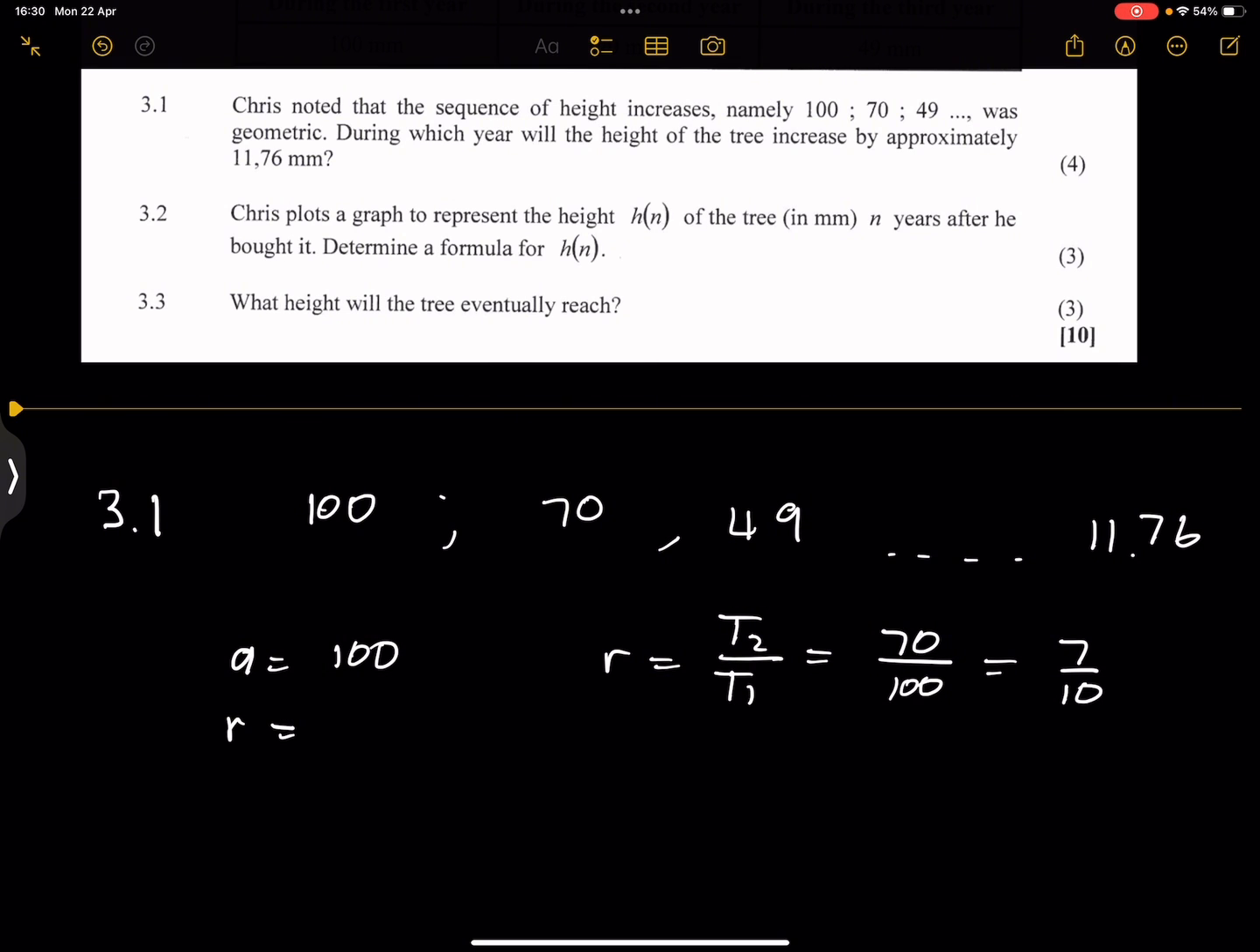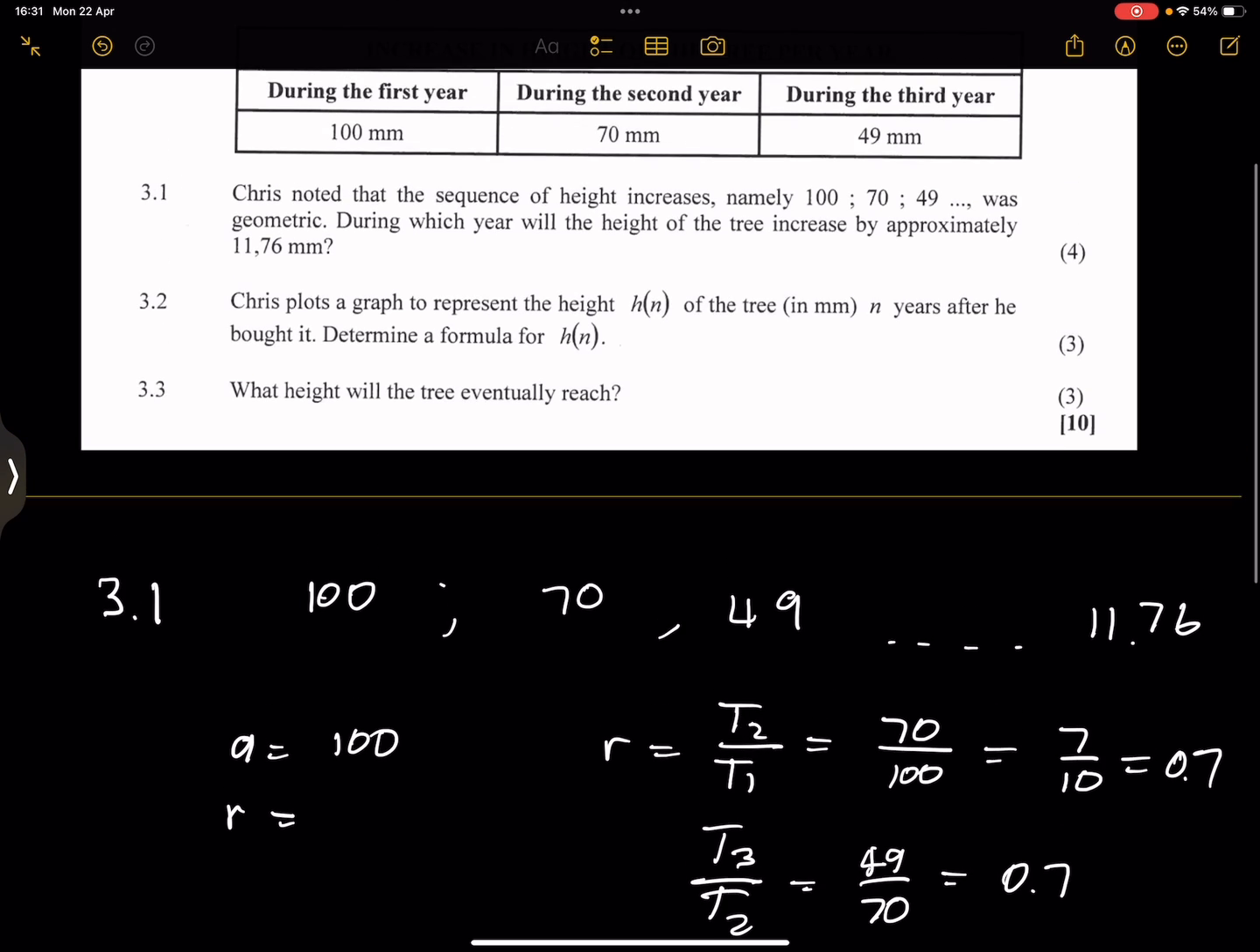But you can also check if it's equal to term 3 divided by term 2. So if I say 49 divided by 70, I would still get 0.7, right? It is not approximated, it is actually 0.7. Right, now let's go on to the question that they've asked.